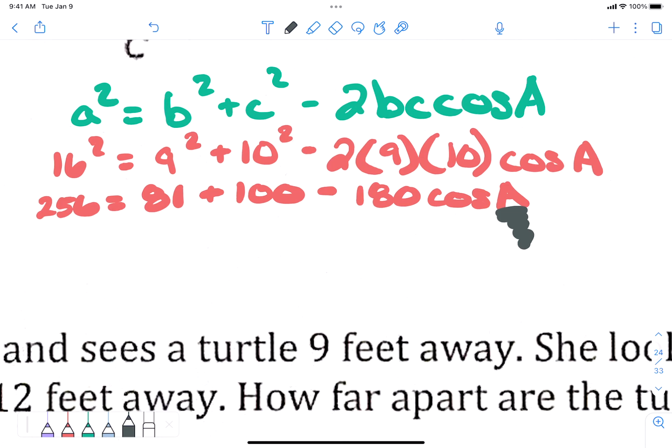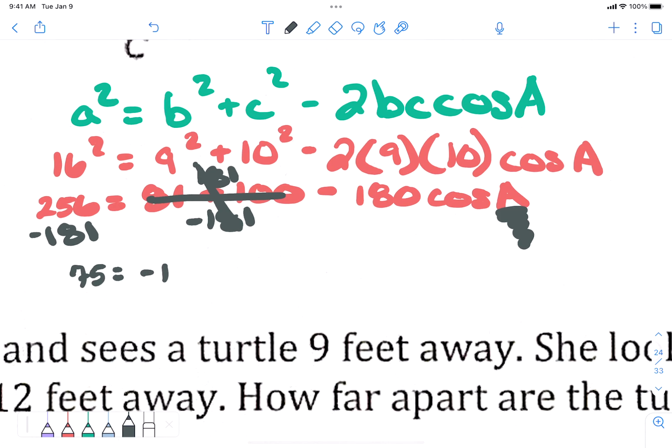Can we add 81 and 100? Yes, let's add them together. This is 181. Okay, now what? Now subtract it over. Subtract the 181. This is exactly the order that you need to do. Subtract the 181. So 256 minus 181 is like 75, I think. Equals, what's it equal to? Negative, don't forget that there's a negative on there. Negative 180 cosine of A. Okay, now what?